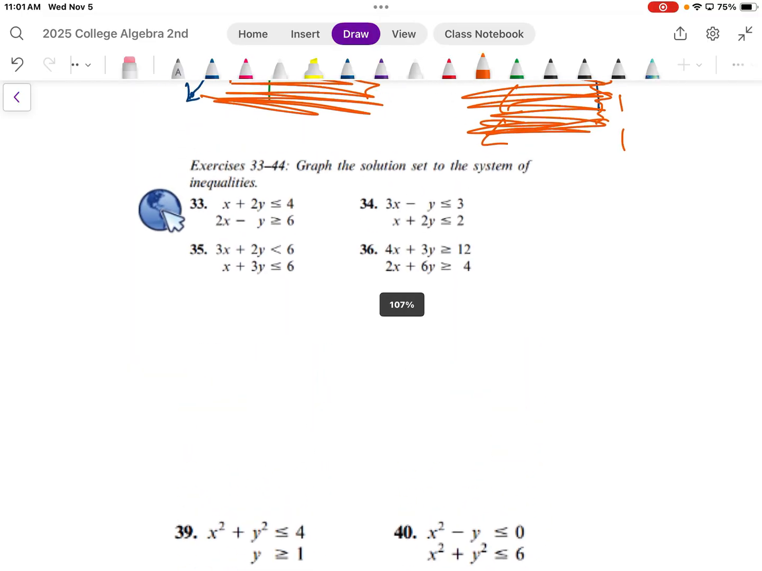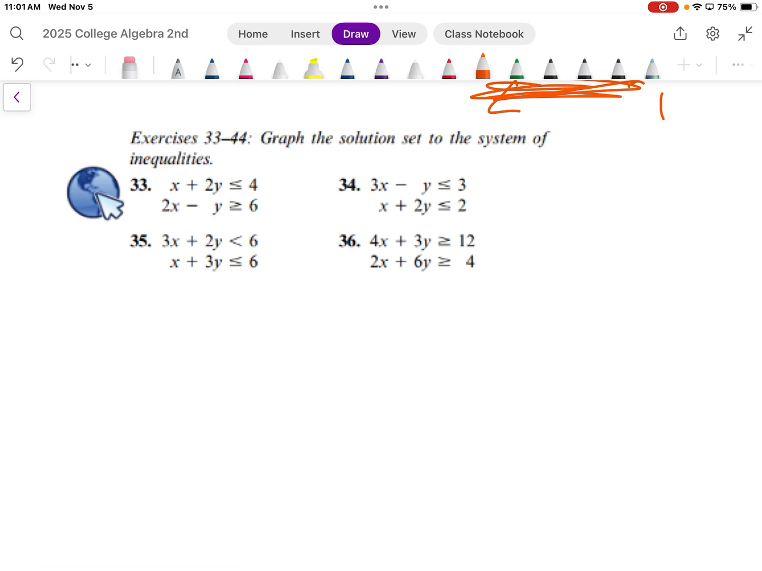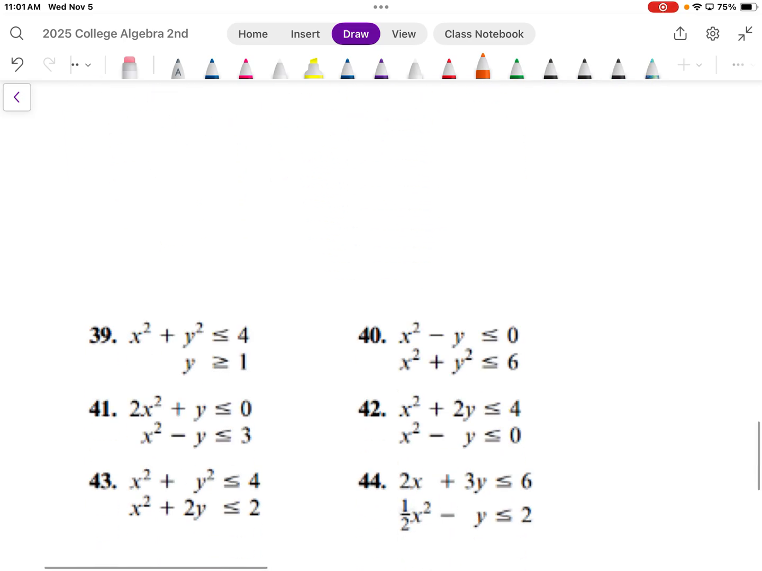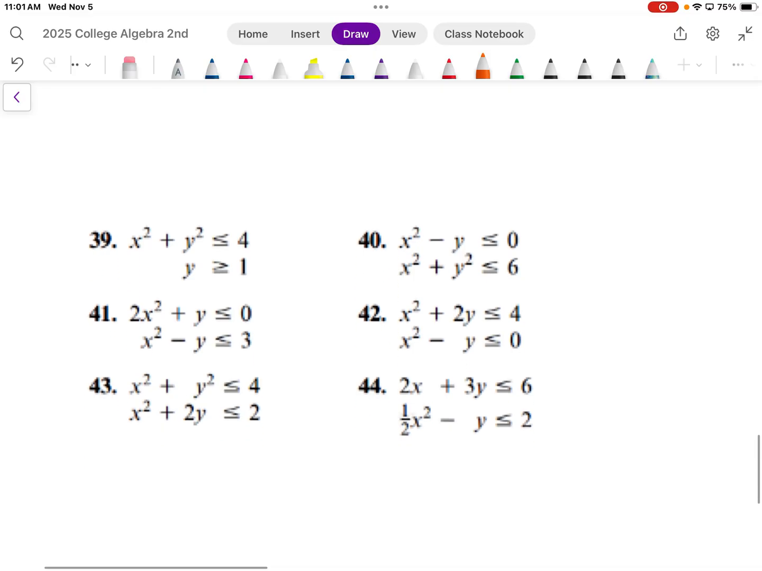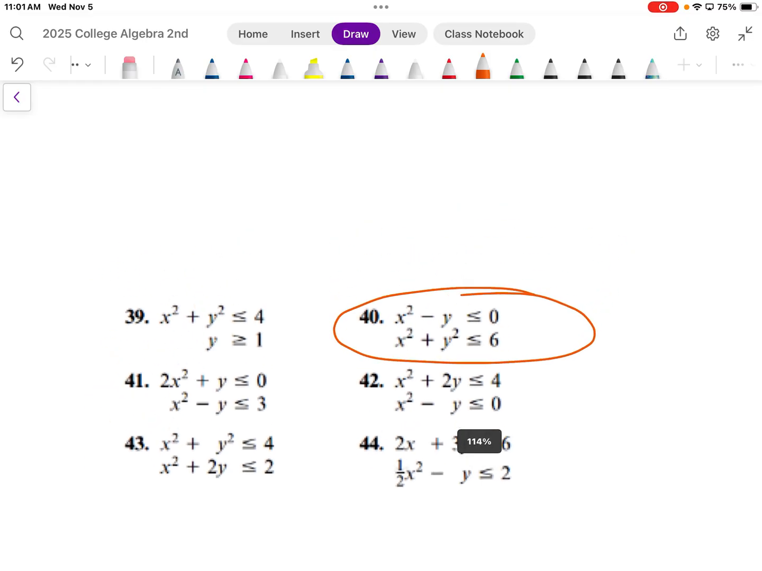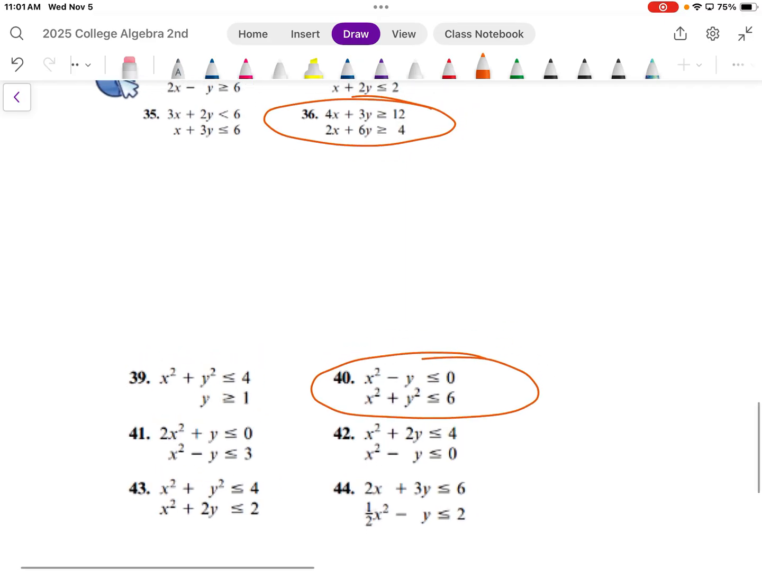Let's try, in the remaining minutes we have, let's do 36. And let's do 40. Let's do those. You want me to give you a head start on those? Yes. Okay. Again, lines we're able to type into the TI-84. Circles, it's hard. So that's why we need to make sure we can do the circle ones as well. Because you may have one on your test.